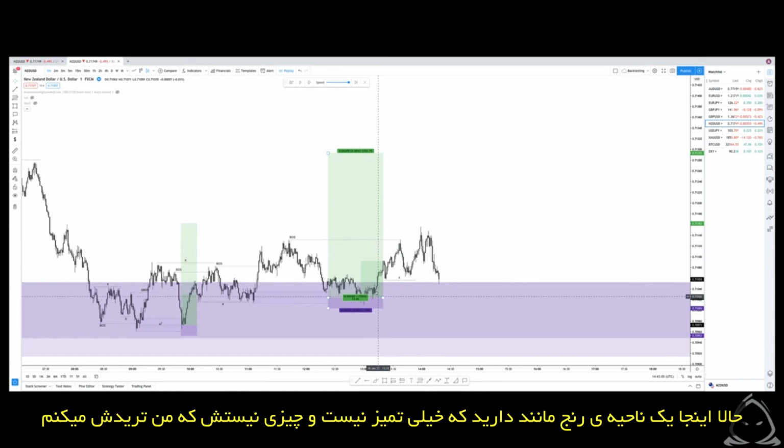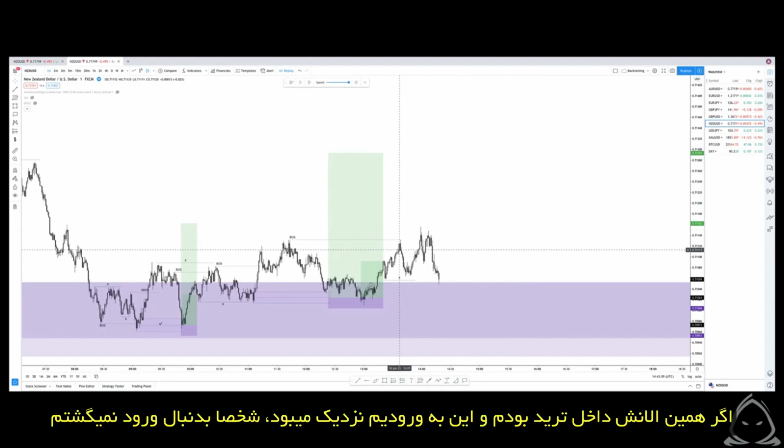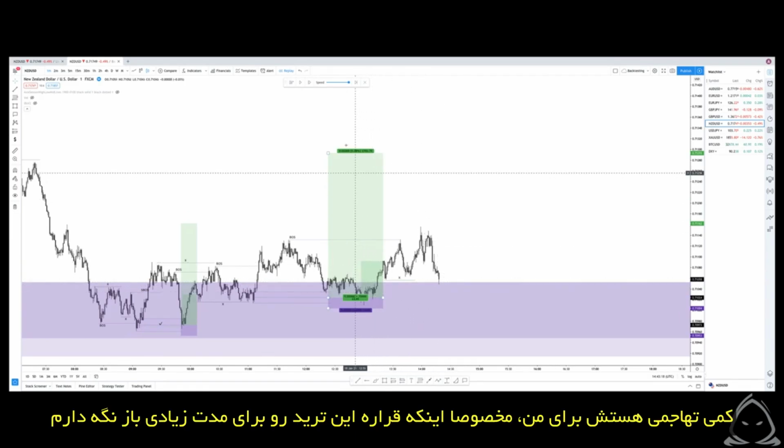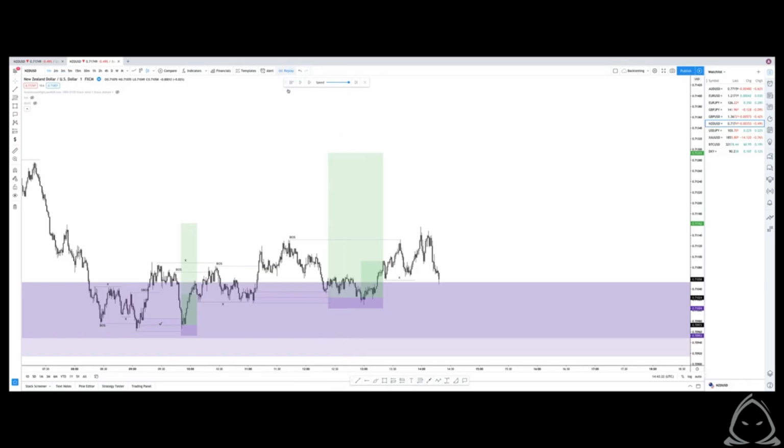So now you've got this sort of range area here, which isn't the cleanest, to be honest. Not something I would trade off. And if I was already in this and this was so close to my entry, I wouldn't be looking to scale in personally here. It's a little bit aggressive for me, especially as I'm going to be looking to hold this to the upside for some time.